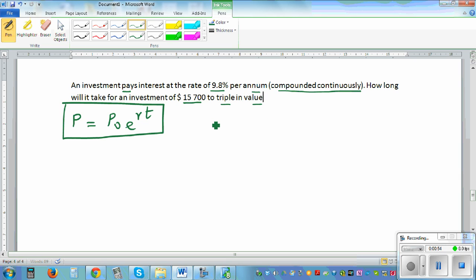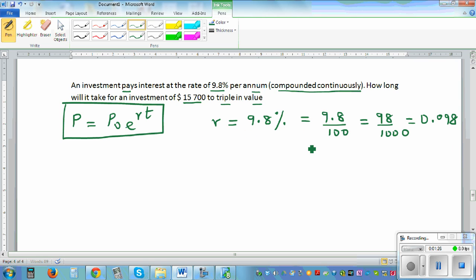Okay, so R is the rate of interest as a decimal, so this is 9.8%. And if you want to write this as a decimal, this is 9.8 over 100. This is the same as 98 over 1000. So R should be written as a decimal, which is 0.098. So even if you don't understand differential equations, if you use this formula, you can solve any question like this.